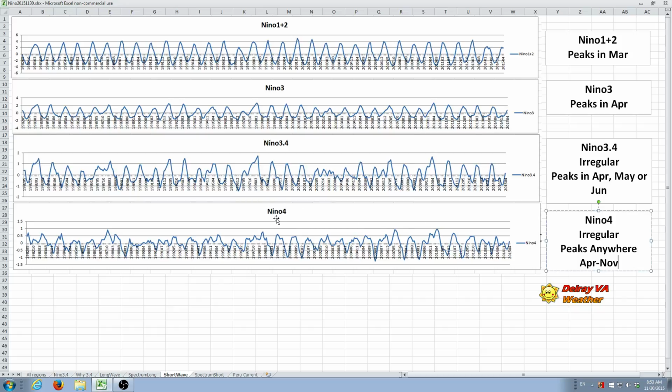Finally, Nino 4, that's the area in the western Pacific near Australia, and this is much more irregular. The peaks can be anywhere between April and November. There's a wide variation in periodicity here. Again, this could be many different cycles interfering with one another over in the western Pacific.